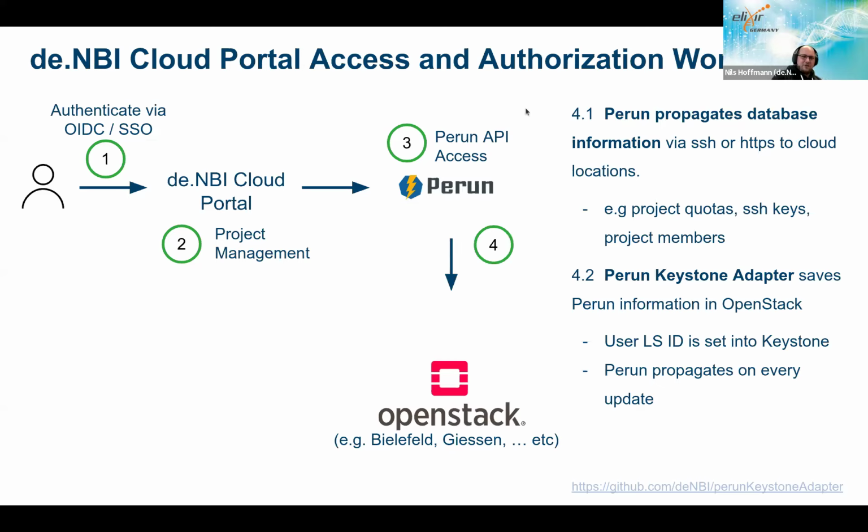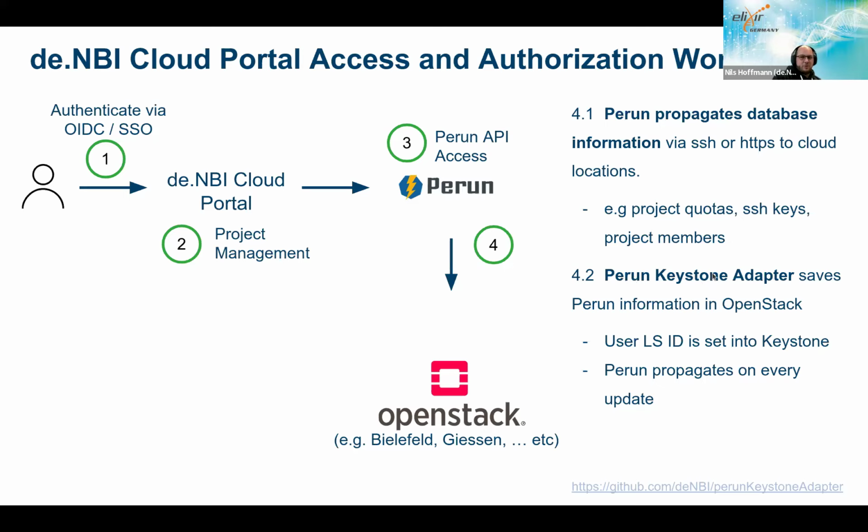Apart from that, we also have the project information that is managed within Perun. So that includes project quotas, SSH keys, project members, etc. And the push adapter within Perun allows you to push this information to an endpoint. So this can be via FTP, this can be via SSH, for example, or by contacting a REST API.